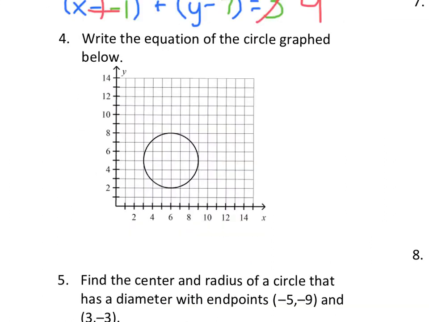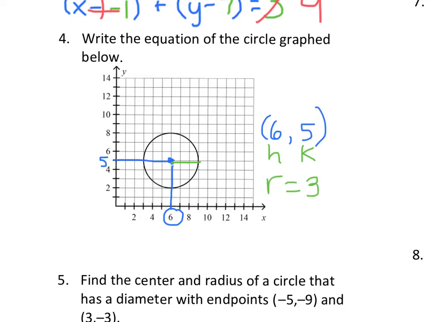We just need 2 things to write the equation of the circle. We need the coordinates of the center, so we need how far over and how far up. So that coordinate is 6 over on the x, and it is 5 up on the y. So that's our h, that's our k. Now we need to find out how long the radius is. And if we count 1, 2, 3, it's 3 boxes across. So the radius is 3.